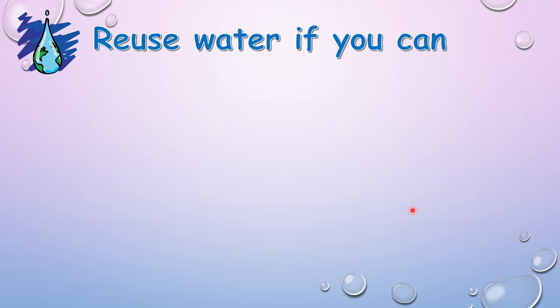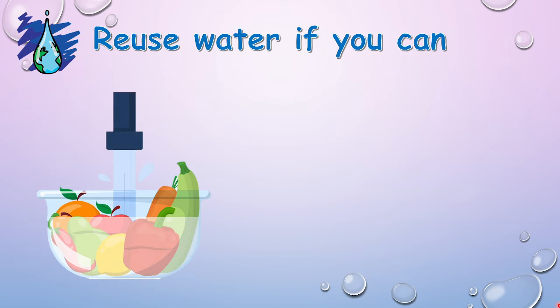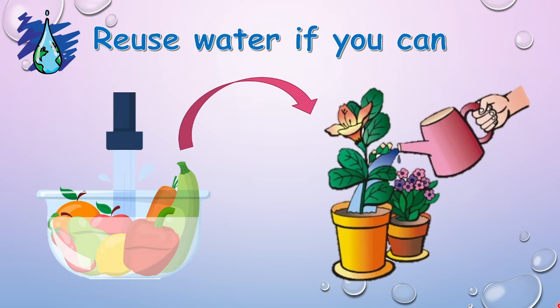Okay, now next is reuse water if you can. When you say reuse, you use it for one thing, and then you can use it again after that for another thing. For example, when you cook or eat fruits, you wash your fruits and vegetables with water. After that, you can keep that water, and later on, you can use the same water in watering the plants, right?